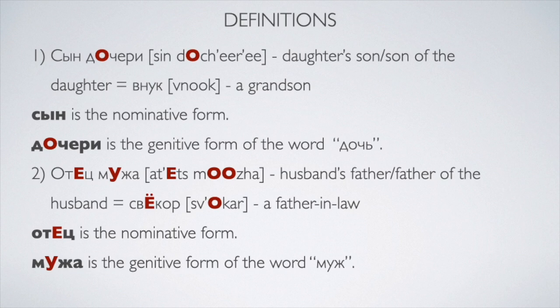Now let's look at another example. Number 2. Отец мужа. Husband's father or father of the husband means свекор, father-in-law. Отец is in the nominative form, representing the object that belongs to the object мужа. The word мужа is in the genitive form of the word муж, and it's the possessor of the first object. Отец мужа means свекор, father-in-law.